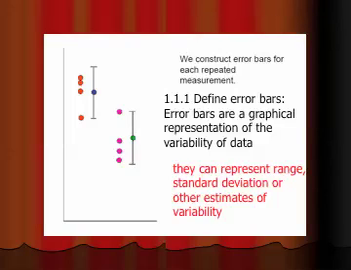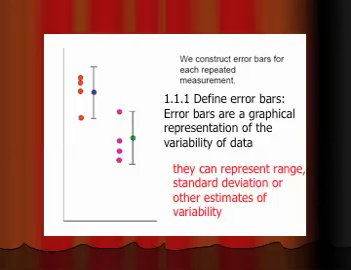Error bars can represent range, that means your values go from 5.0 to 5.5. They can represent standard deviation, which is something we're going to talk about in a little bit, or they can represent estimates of variability. We're not going to go into much depth on that because that's more like mathematics and statistics per se.